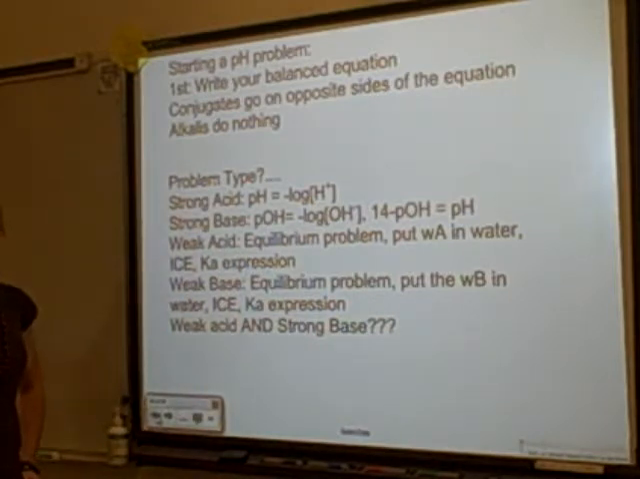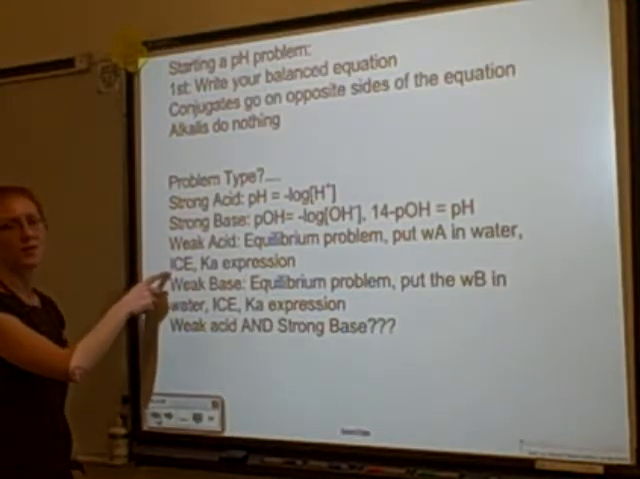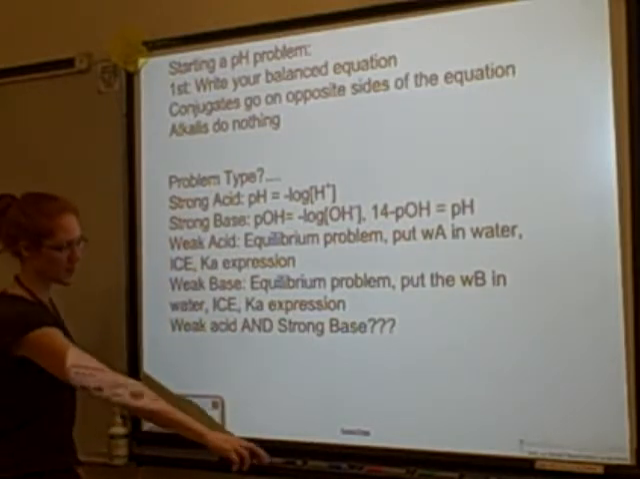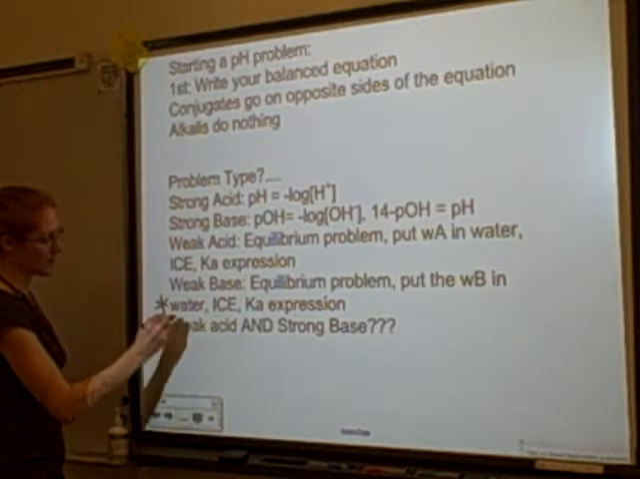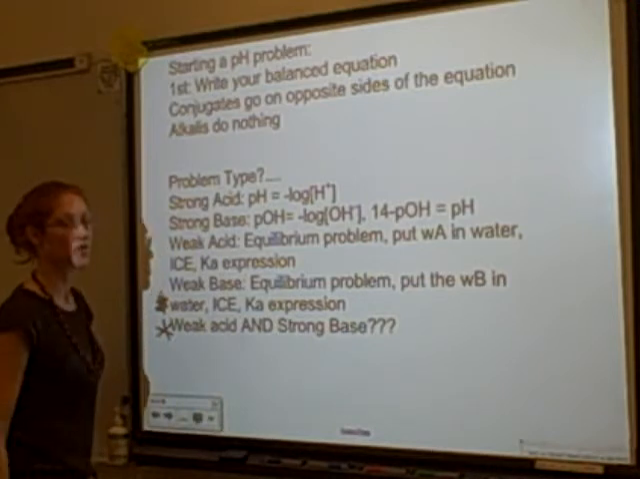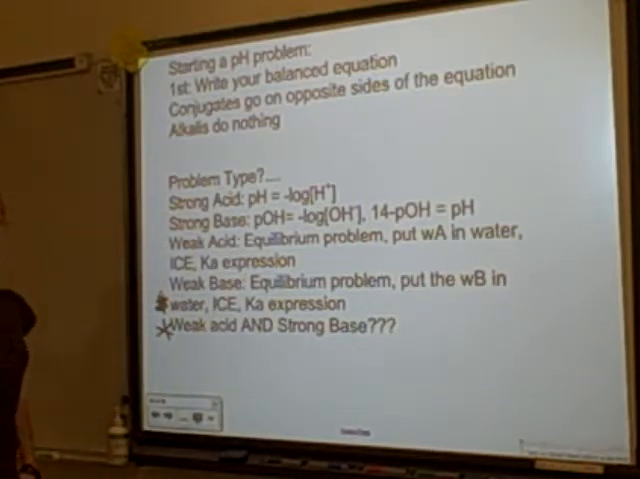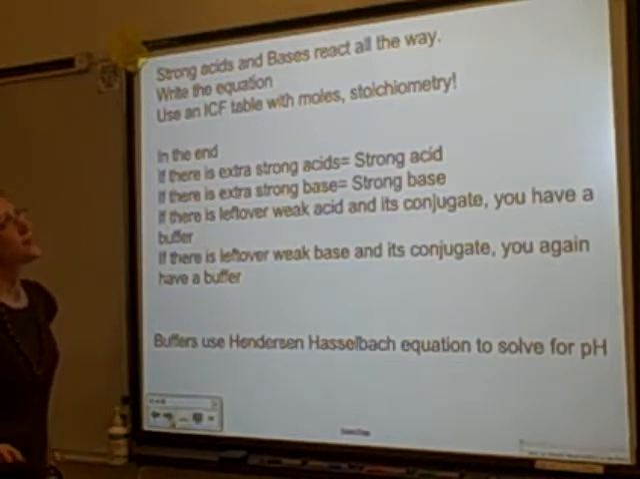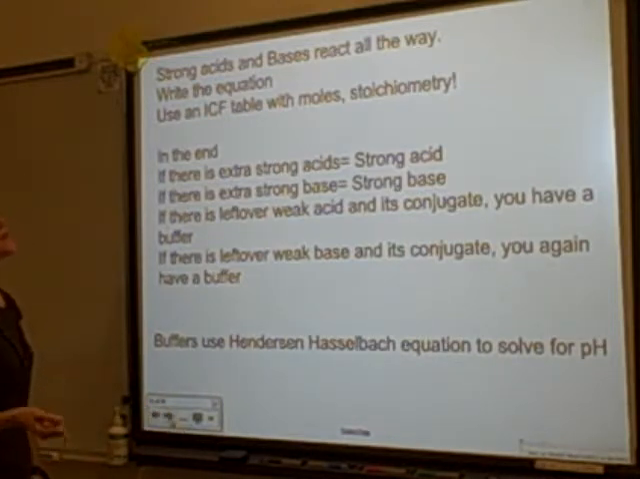If you have a weak acid, it dissociates to some degree, so you have an equilibrium constant for it. We'll use the ICE tables and the K equilibrium expression for both weak acids and weak bases. But today, we're going to look at these: if you have a weak acid and a strong base, or a strong acid and a weak base. You have to find out how much of each you have. So you identify, I have a strong acid and a weak base, or a strong base and a weak acid.